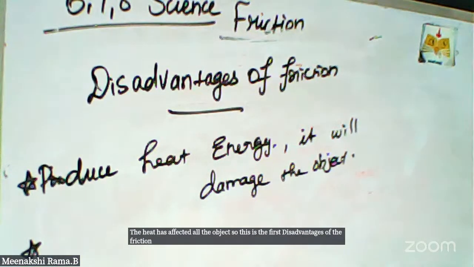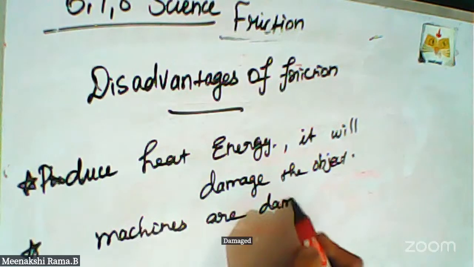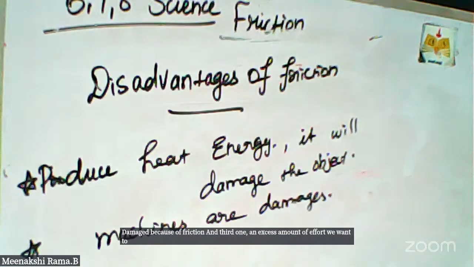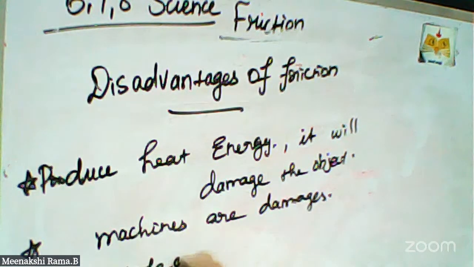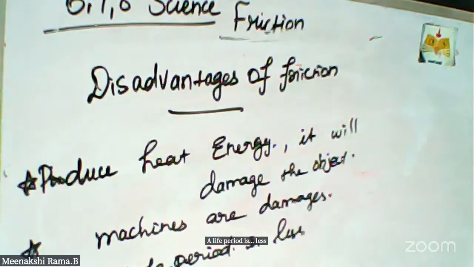And the second one, because the surfaces rub with each other, the machines get damaged. Machines are damaged because of friction. And the third one, an excess amount of effort is needed to operate the machine, so the life of the machine is also lesser. The life period is less because of friction. Okay, these are all three disadvantages of friction.